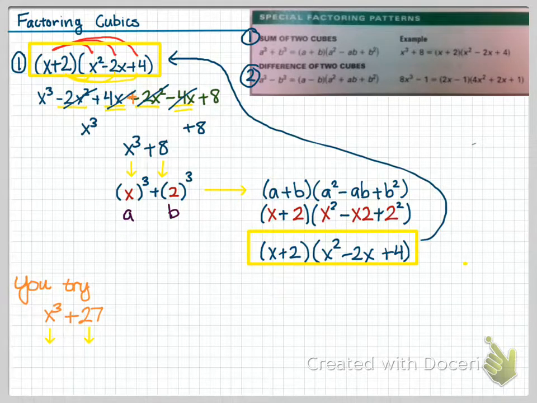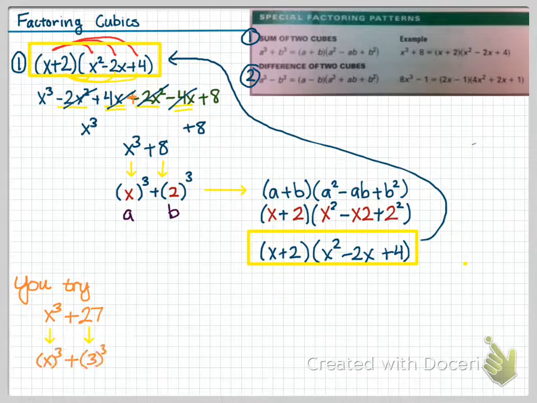You try this now. We have x cubed plus 27. You give this a shot. So press pause and then try this yourself. Factor the x cubed, which is already factored really, and then factor the 27 into a cubic and see what you get. Okay? All right, good luck. Okay, welcome back.